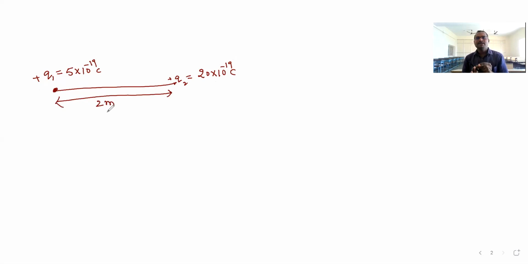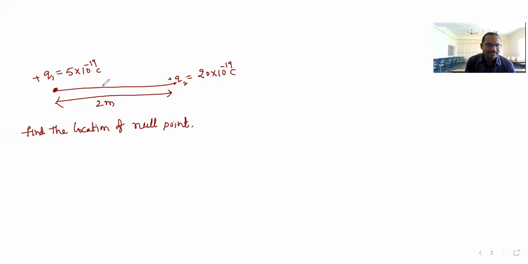Now my question is, find the location of null point, or they may ask you where net electric field will be 0. They may ask from Q1 or they may ask from Q2, both. So this is what we want. So let us solve this.